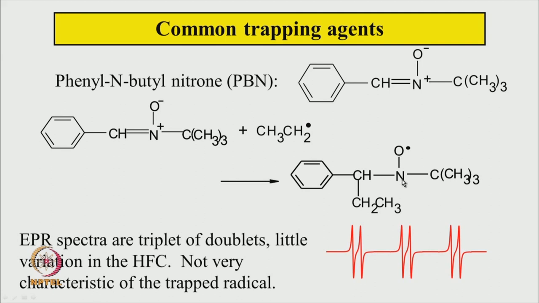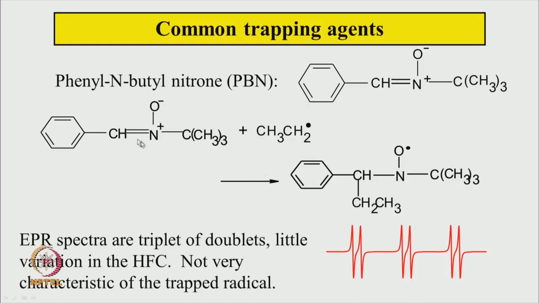So what will be the EPR spectrum of that? This oxygen has the radical center, with nitrogen nearby. So this will be a triplet because nitrogen has spin 1. Then adjacent to that is this single proton coming from the trapping agent, so that gives a doublet. This is the type of splitting one gets for this trapped radical.